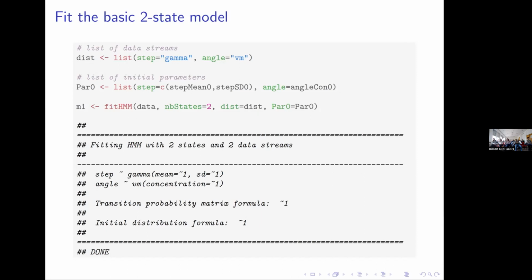For the initial model, we're going to say we have two states with the distributions we've just defined, and those are our initial values. The package will spit this back at you so you can make sure this is what you wanted before you let it run.